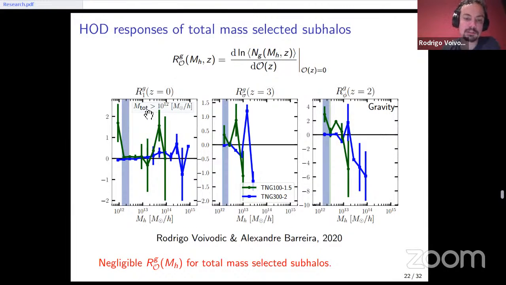First of all, we compute the response, and here are just some examples, with some selected redshift and operators. Each column is for each operator. And we have the response as a function of the halo mass for the 2 simulations. And here is the response of the mean number of galaxies selected by the total mass of the galaxies. Because in principle we can make different cuts in the galaxies, and if you choose to do the cuts in the total mass of the galaxies, we see basically a zero response. So the responses are completely negligible here.